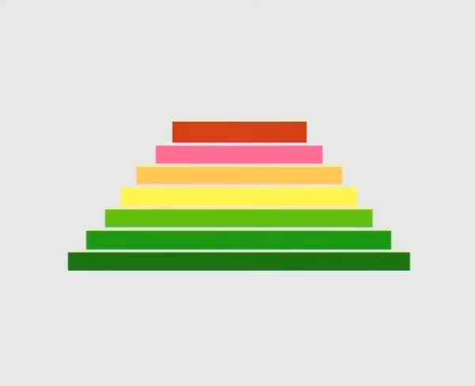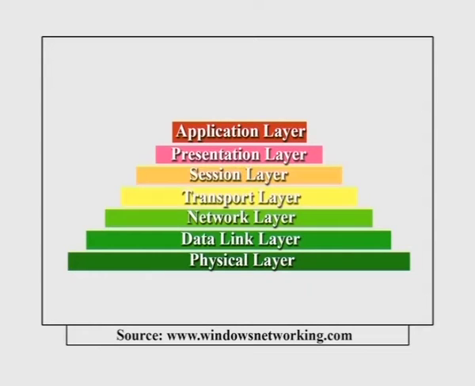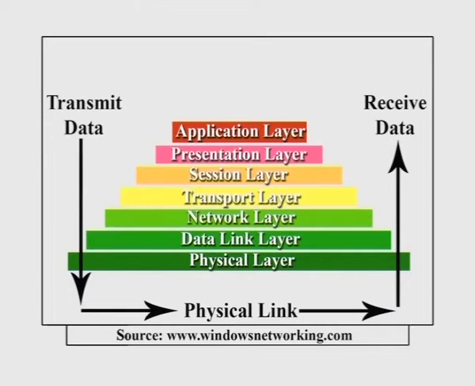Hello viewers. We know that the OSI model has a layered architecture. It has 7 layers, namely physical layer, data link layer, network layer, transport layer, session layer, presentation layer and application layer, as shown in the figure. Every layer is independent of the layer above and below in its implementation. Every layer accepts the services provided by the lower layer and provides the services to the upper layer.